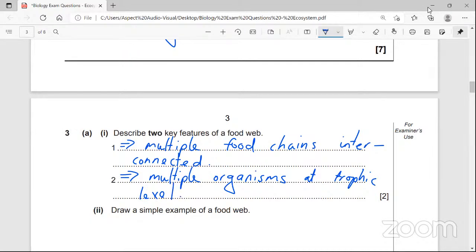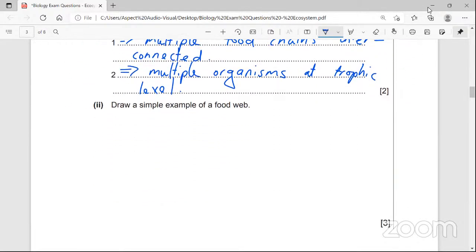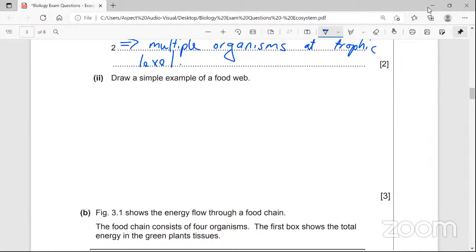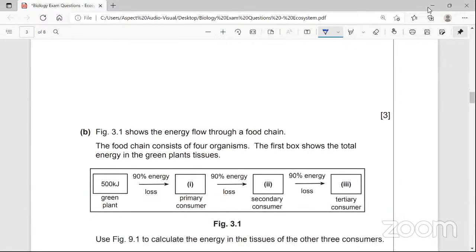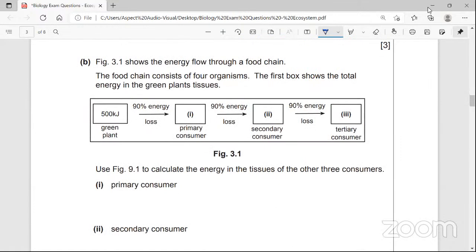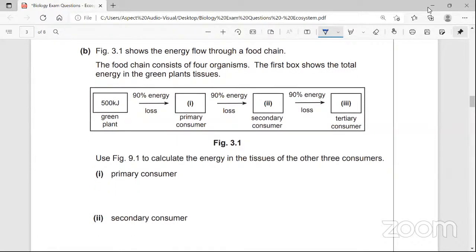Right, let's move on. This one with the food web, I'm sure you guys can construct one by yourself. All right, now we move on to this one. Figure 3.1 shows the energy flow through a food chain. The food chain consists of 4 organisms. The first box shows the total energy in the green plant's tissue, so you've got 500,000 joules in the green plant. Then the next one shows a 90% energy loss for each of the trophic levels. So they're losing 90% of energy.